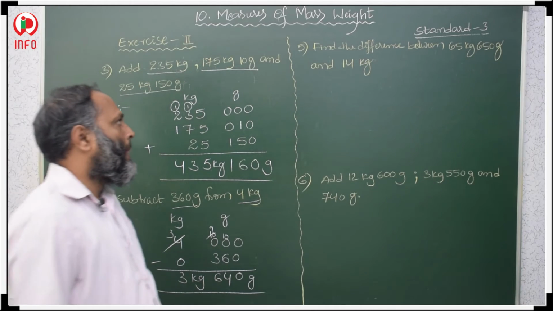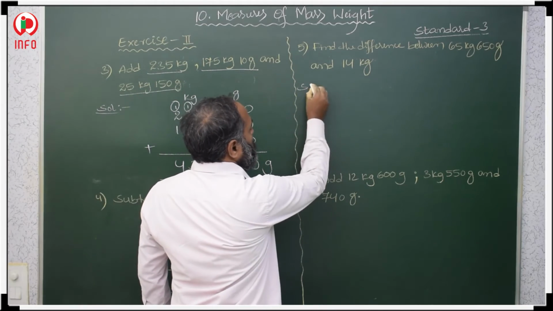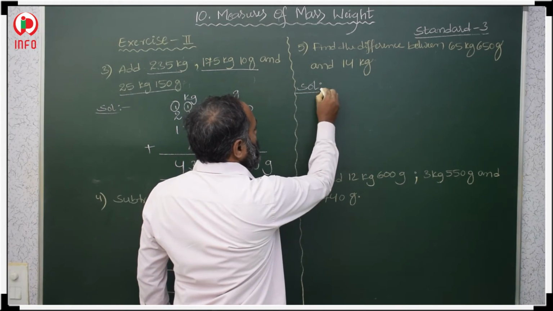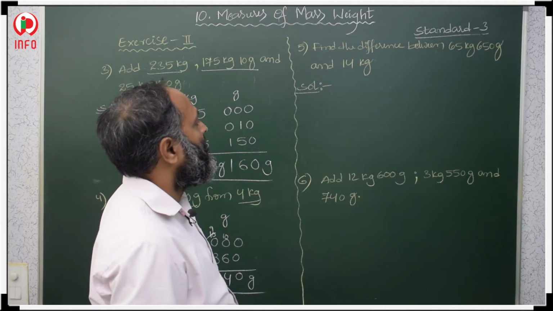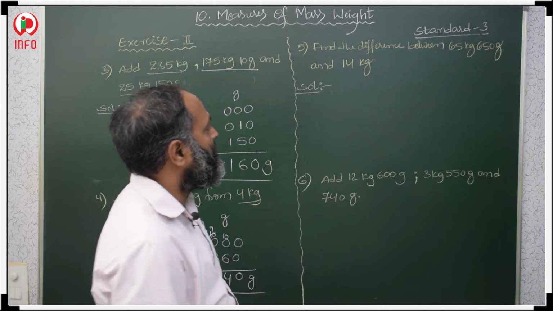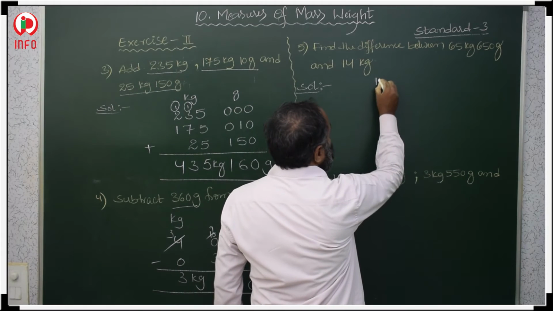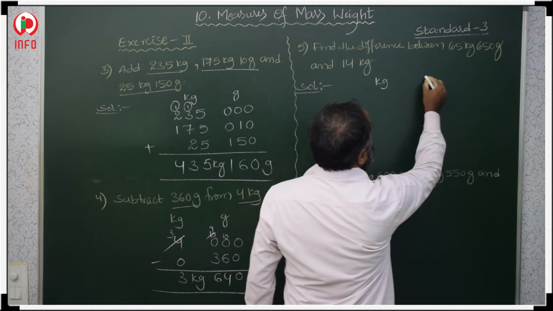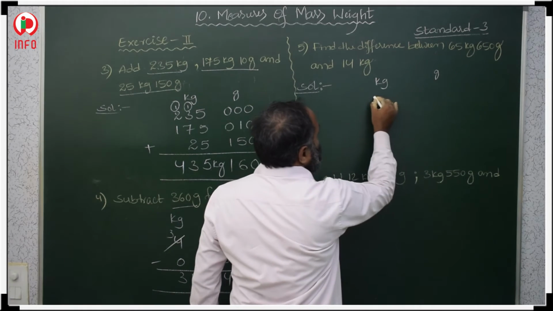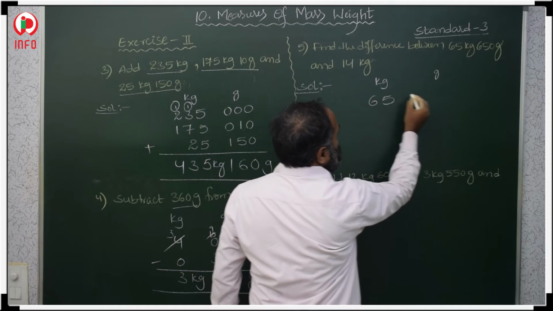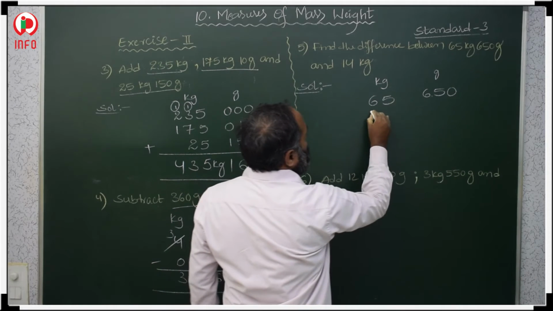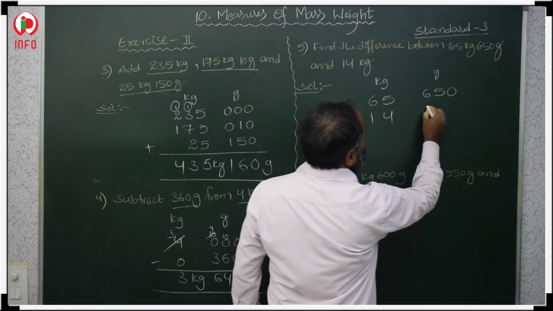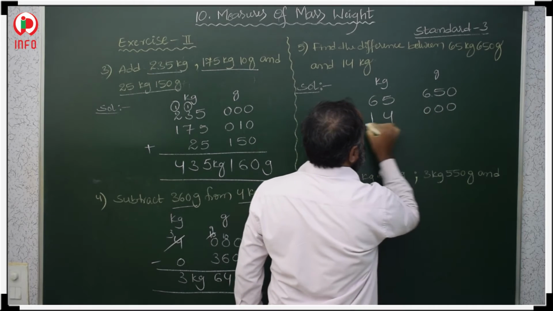Okay. Now, the fifth question. Find the difference between 65 kgs, 650 grams and 14 kgs. The 'from' is not given, so first we take the first number and after that the second. 65 kgs, 650 grams. In that, 14 kgs. 14 kgs has no grams, which means 0, 0, 0.